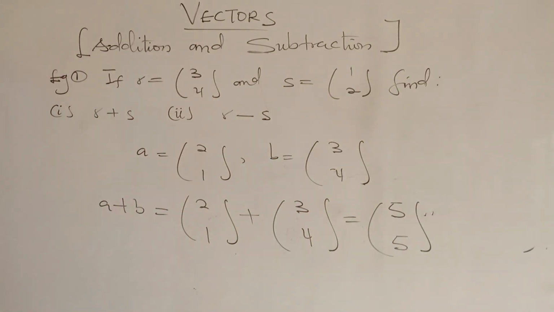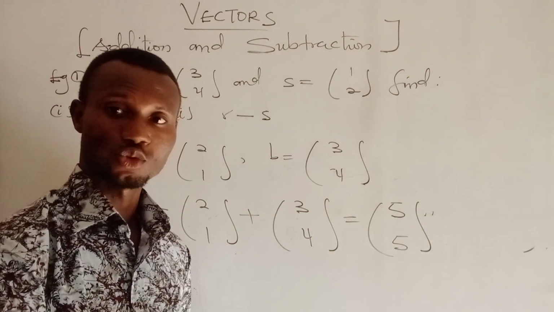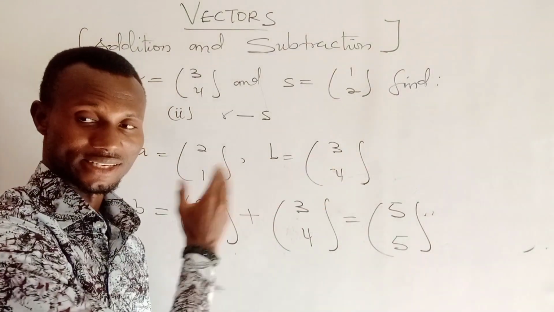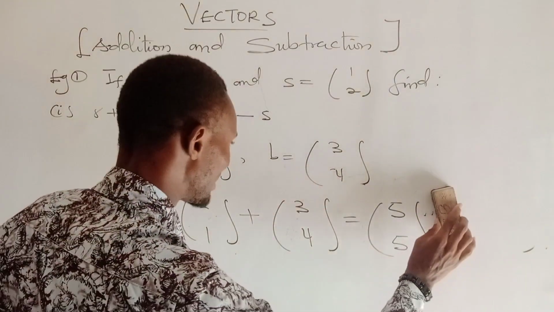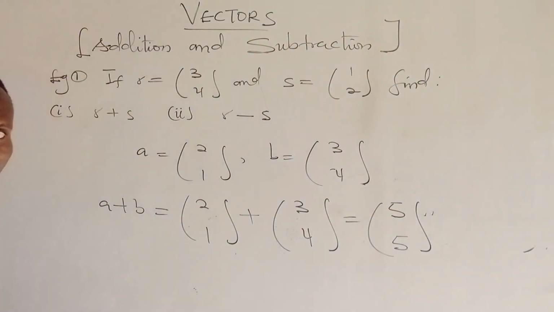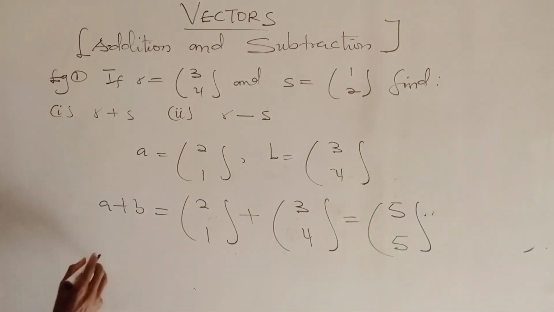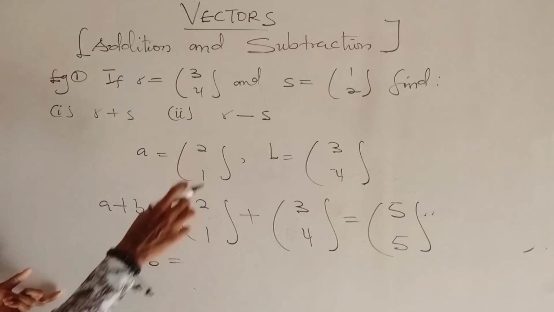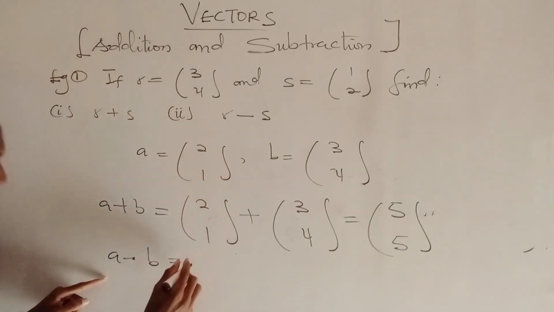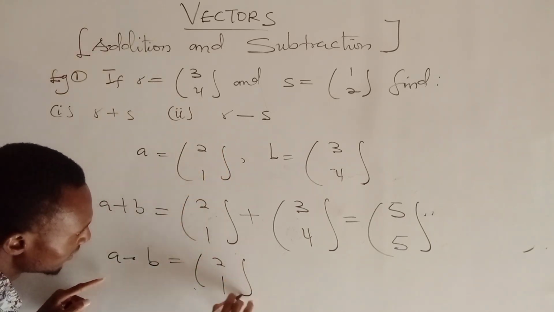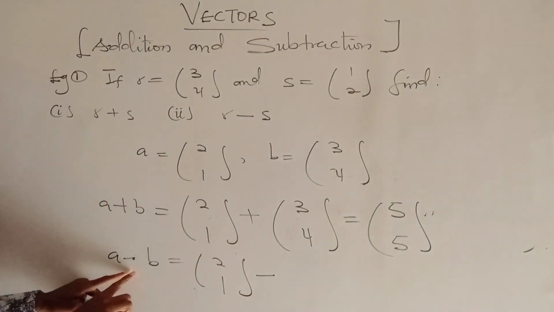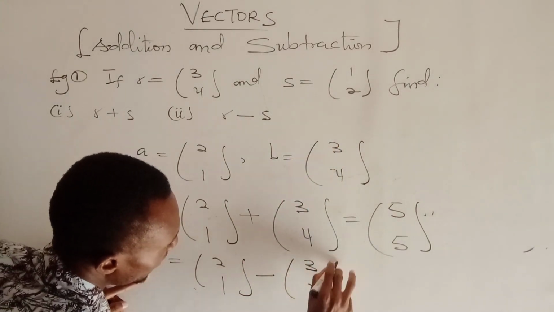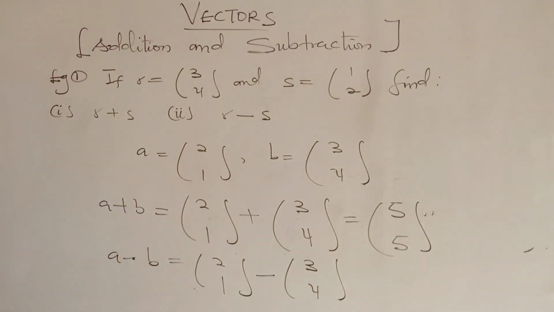Assuming we have to find A minus B, let's do A minus B for these same vectors given. So A minus B will be equal to your vector A, which is 2, 1, minus, because you are subtracting, the vector B, which is 3, 4. I hope you agree up to this point.